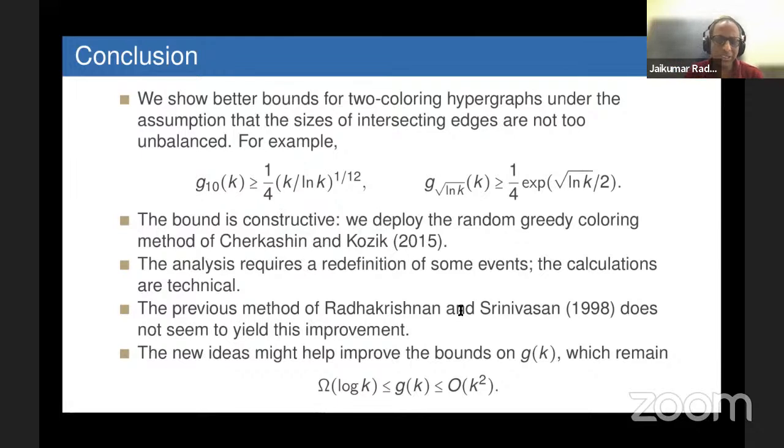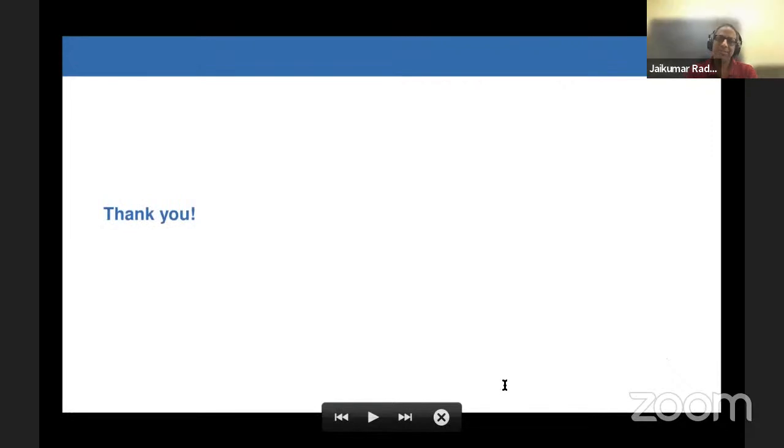And it turns out for a long time, we thought the two algorithms have roughly the same power. But it turns out that the work of Cherkashin and Kozik, the randomized algorithm which I just described, which is very, very appealing, seems to be more powerful. It admits this sort of analysis that is there in the paper. But for the full problem, we don't have any improvement. The lower and upper bounds are still log k and k squared. Thank you.